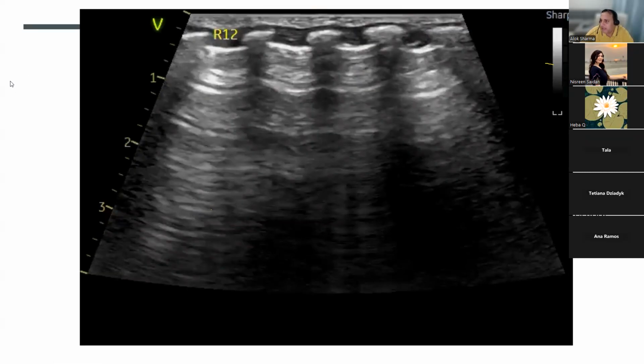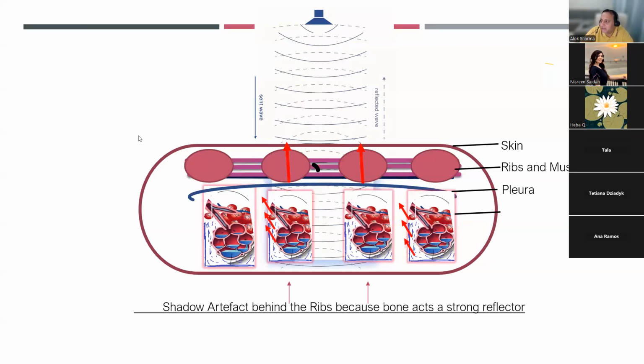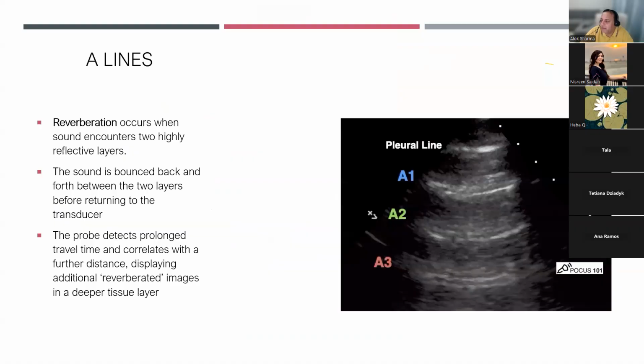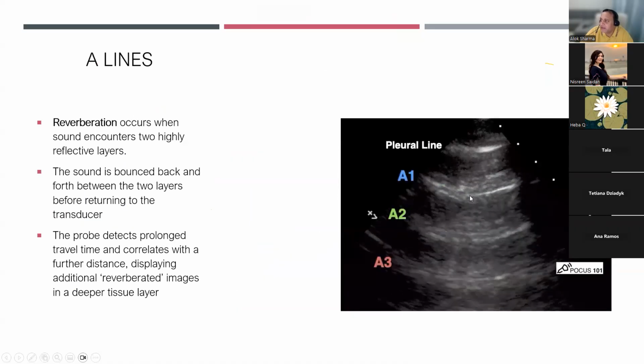The problem for us is when babies are born, they're not born with normal aerated lung. They have problems which we call our B lines. I'm just going to skip the slide because we've discussed it. This is just another example of what A lines actually look like.